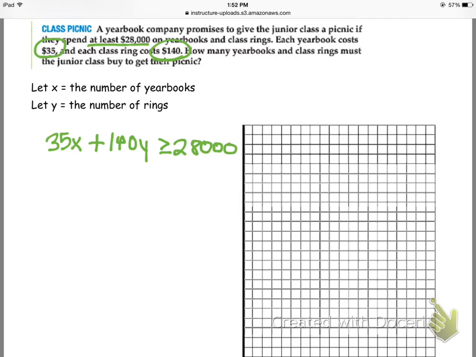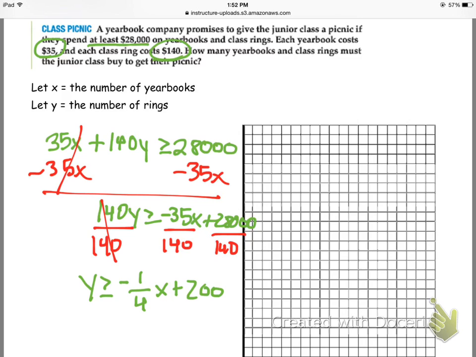And first things first, right now it's in standard form, and we've got to get it into slope-intercept form, so we have to solve for y. So why don't you pause for a sec, take a few seconds to do that. When you get y by itself, after dividing and so on, the slope you get is -1/4x plus 200. You get y is greater than or equal to that expression.